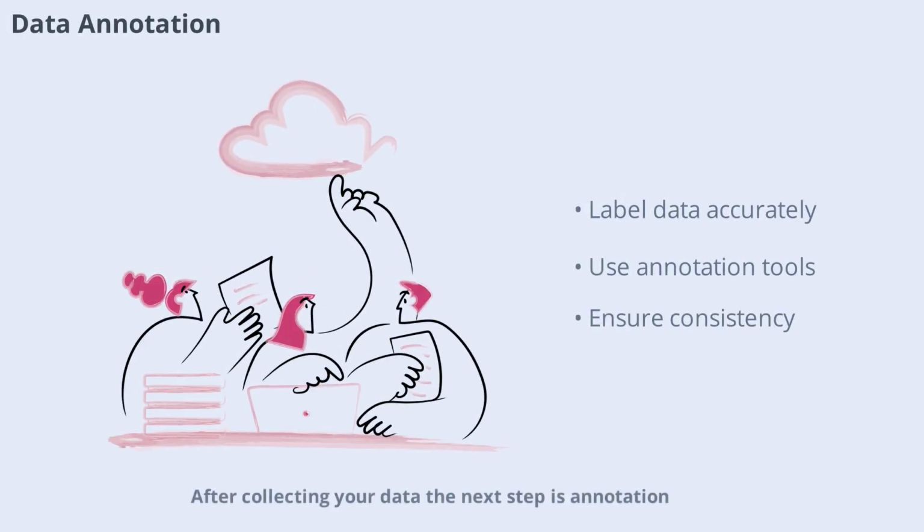After collecting your data, the next step is annotation. Data annotation involves labeling your data so the AI system can learn from it. For example, if you're building an image recognition system, you'll need to label images with the correct categories. Accurate annotation is crucial for training effective models. Consider using annotation tools or outsourcing to experts if your dataset is large. Consistency and accuracy in labeling will lead to better AI performance.